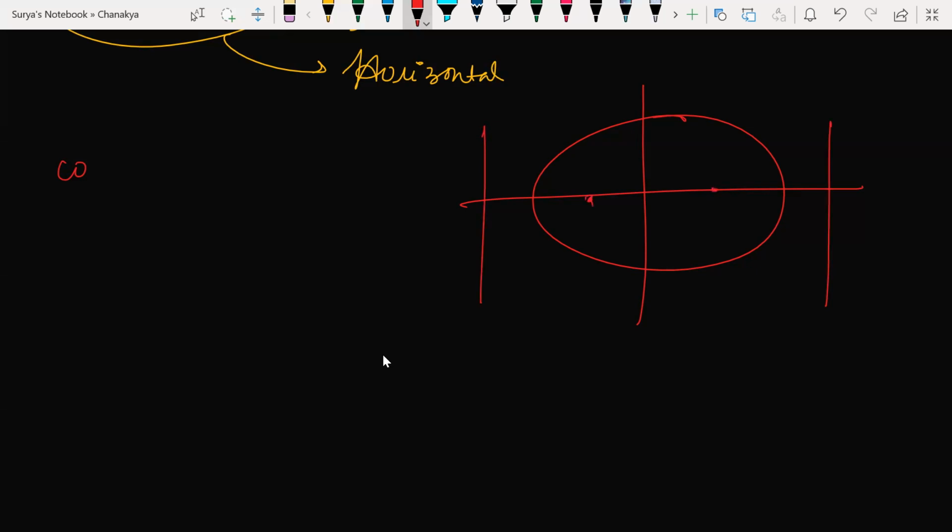foci. I'm calling that as a foci. Why we are calling that as a foci? Plural form of the focus. उधर एक ही focus था इसलिए focus, इधर दो focus आ रहे हैं तो foci कहेंगे. ठीक है, I am calling that as a foci, right.